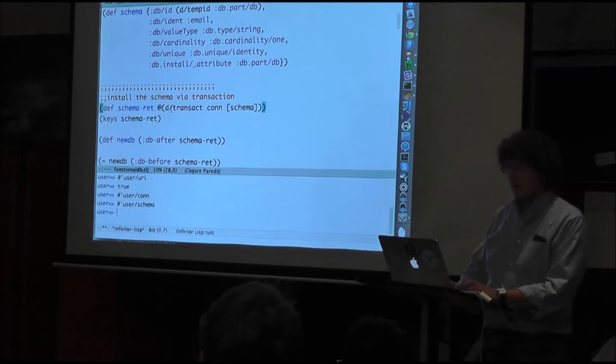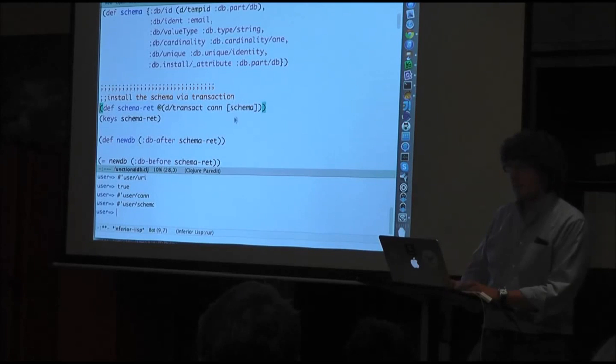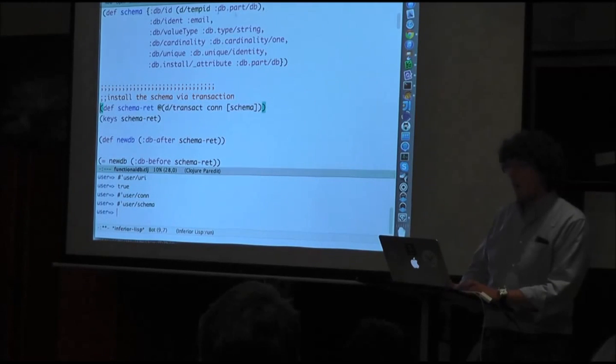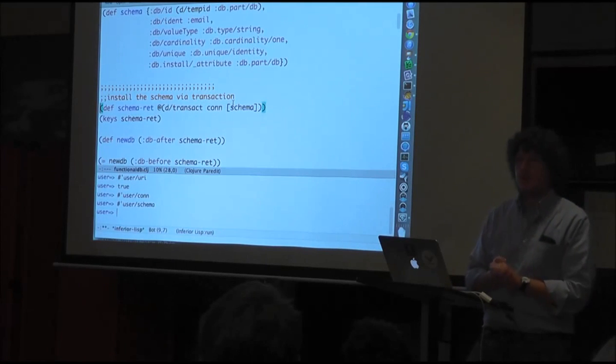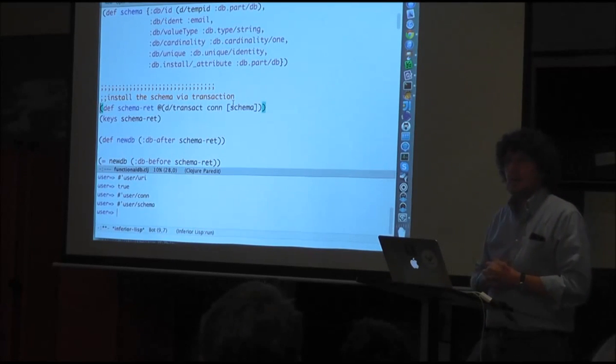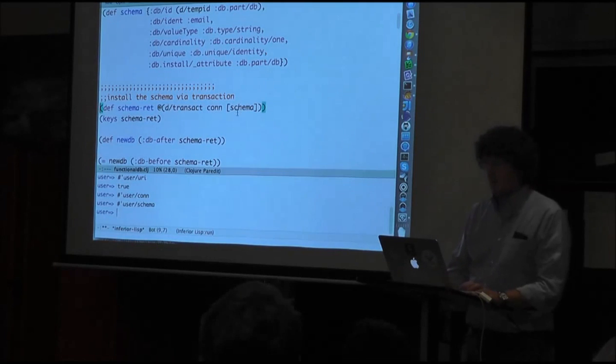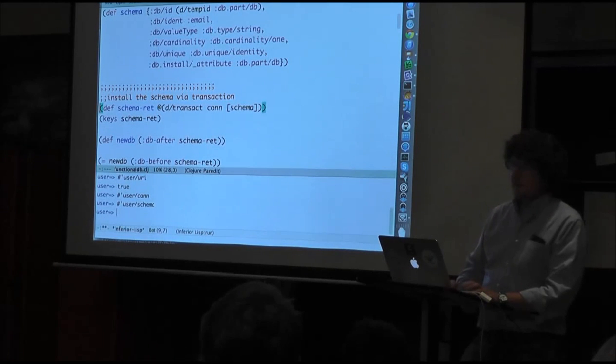But now I'm going to change the database for the first time. I'm going to issue a transaction through the connection, and I'm going to pass the schema. You can pass more than one thing, so you always pass a collection of things to transactions. That's why it's in a vector. So it's a vector that has one thing in it.